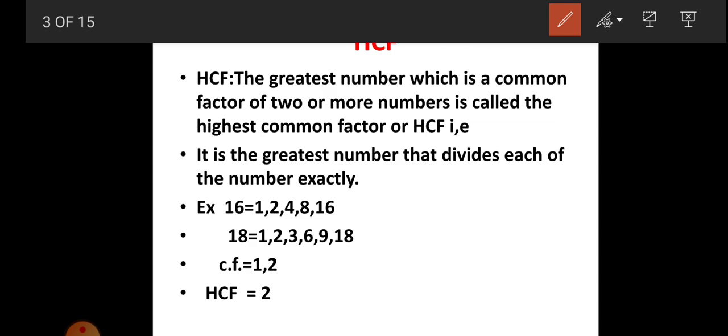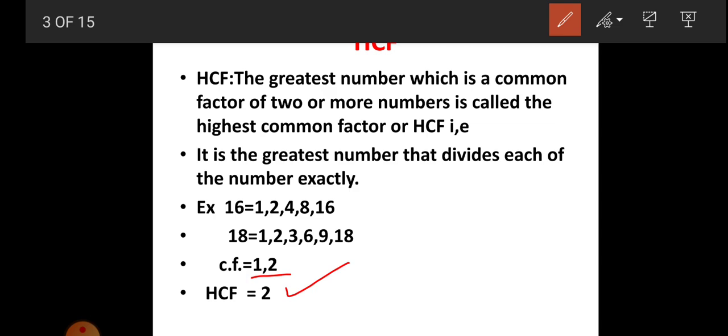The greatest number which is a common factor. The common factors are 1 and 2. Which is the greatest number? 2. And 2, the greatest number which is a common factor of 16 and 18, is called the highest common factor. Understood students? And it is the greatest number that divides each of the numbers exactly.